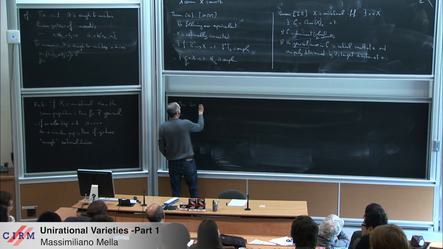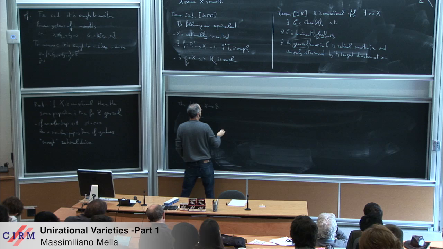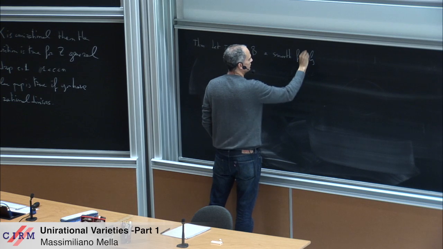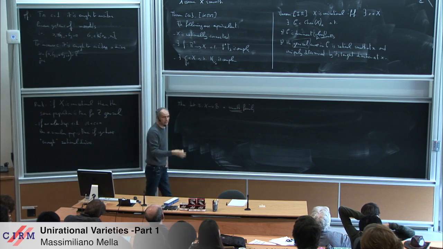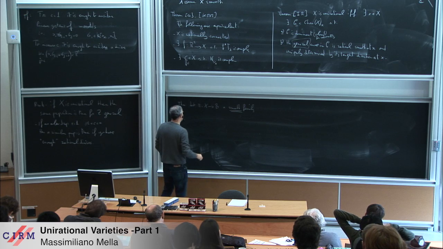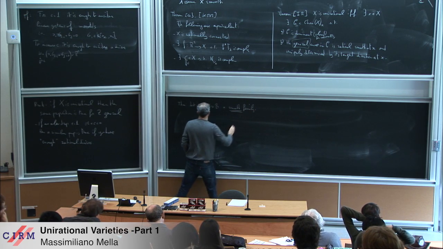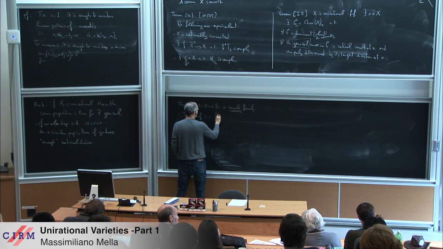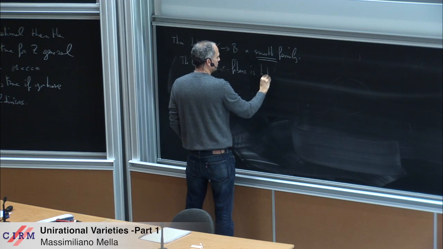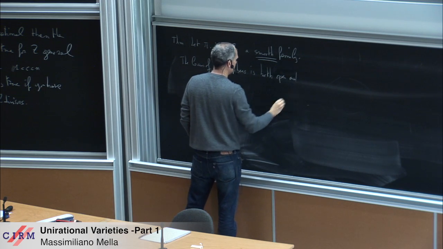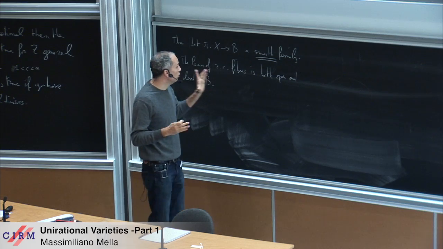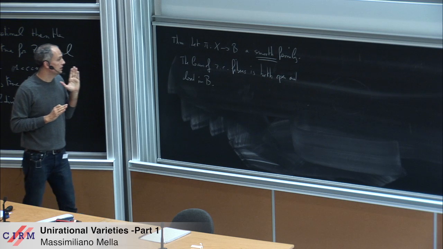So let me call it pi from X over B, a smooth family. And here smoothness is really important, as we will see in a couple of examples I'll tell you. So in this condition, the locus of rationally connected fibers is both open and closed in B. Okay, so the locus of rationally connected fibers of a smooth family is both open and closed.